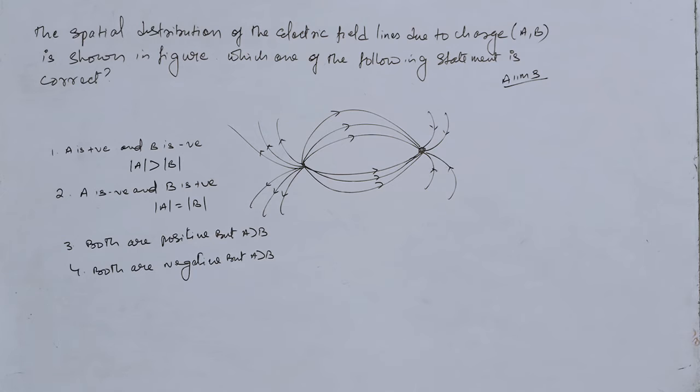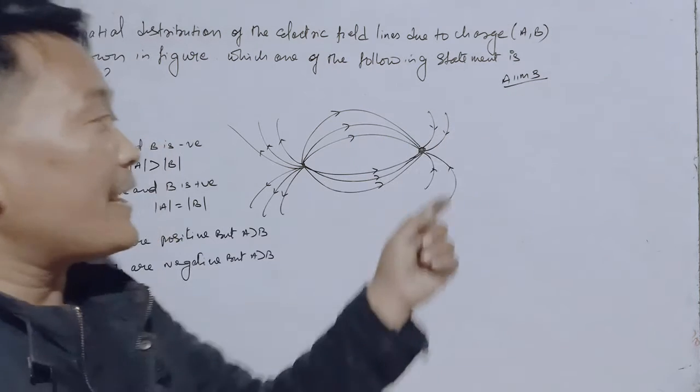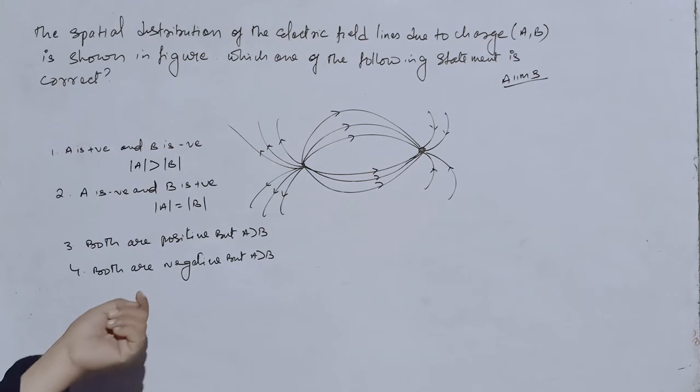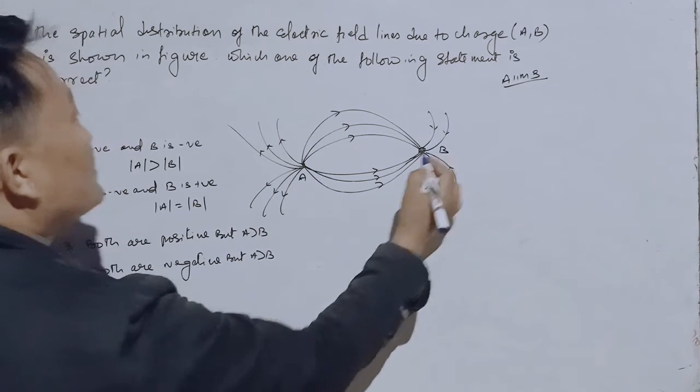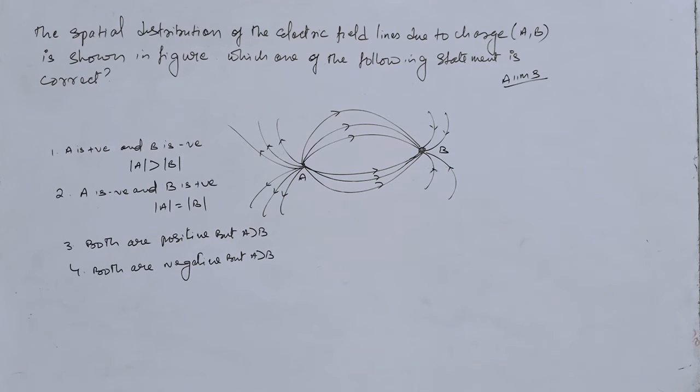Okay, the next question, which was asked in the AIIMS entrance exam. The spatial distribution of the electric field lines due to the charges A and B is shown in the figure. Which one of the following statements is correct?